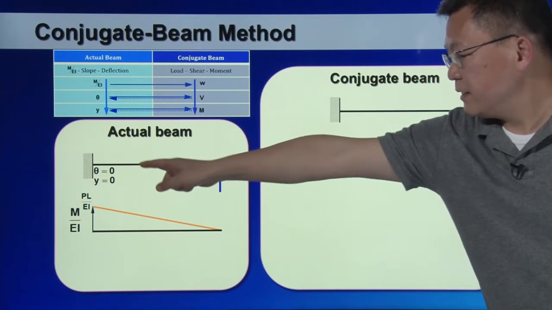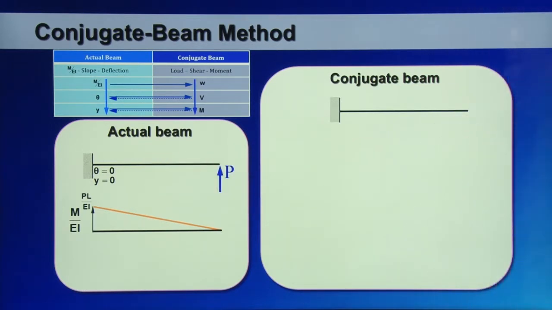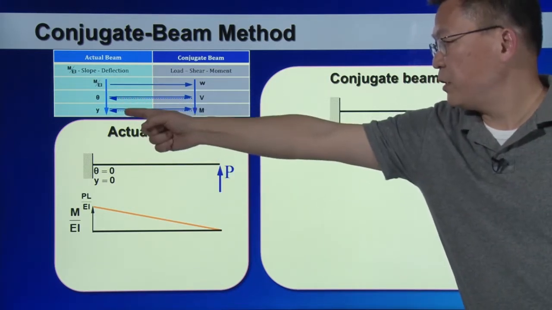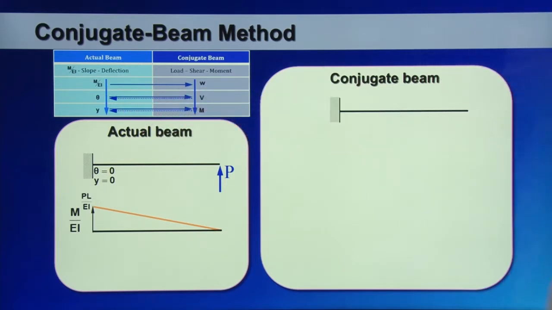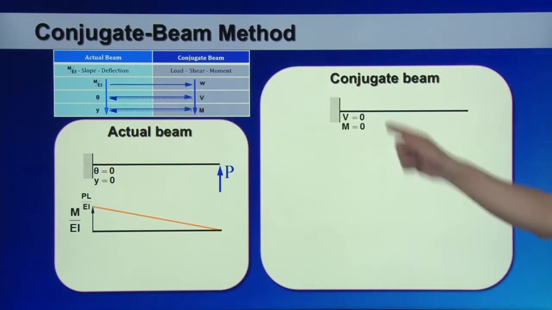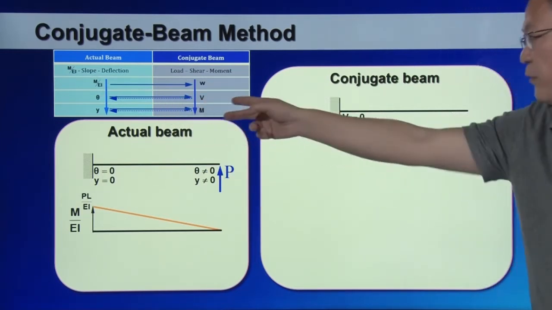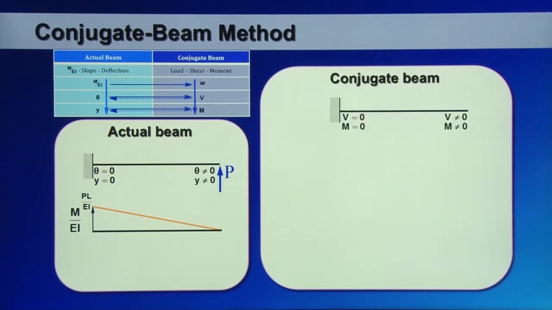Note that the clamped boundary condition tells you that rotation angle and displacement should be equal to 0. So we also need to convert rotation angle and displacement to the right-hand side, which corresponds to shear force equal to 0 and bending moment equal to 0. At the free end, rotation angle is not equal to 0 and displacement is not equal to 0. Converting to the right-hand side, shear force and bending moment are not equal to 0.